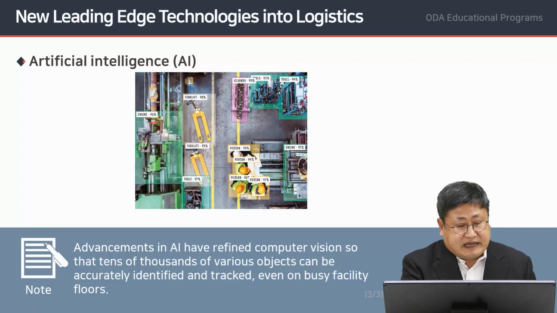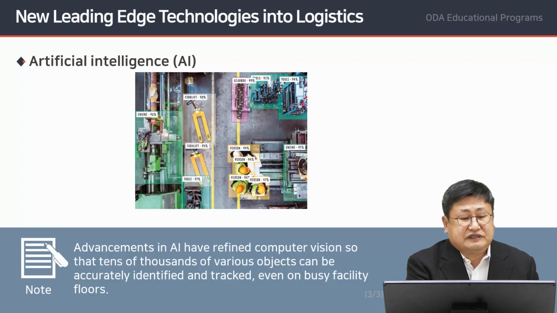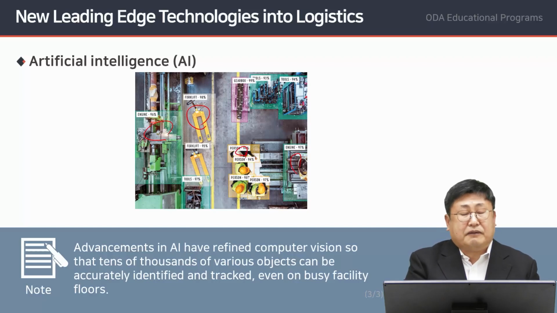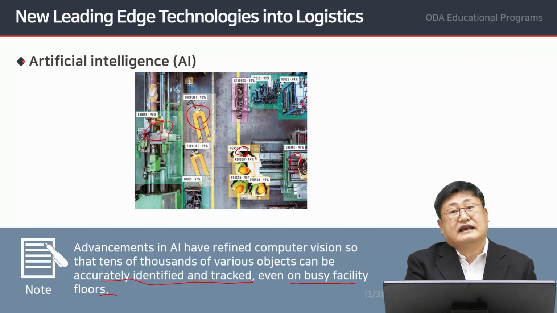And yeah, this is a scenario, advanced AI. In AI, we have refined computer vision. We have IoT data here, forklift engine, person engine probably. Then the AI combines each data and has refined computer vision, so that tens of thousands of various objects can be accurately identified and tracked even on busy facility floors. This is an AI function, okay?